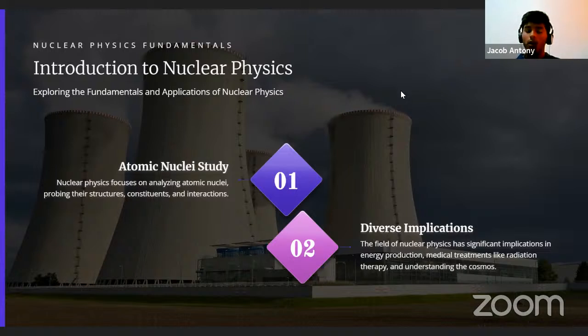Here in the slide, we can see that we are going to discuss two topics in this webinar. One is the atomic nuclei study. Nuclear physics focuses on analyzing atomic nuclei, probing their structures, constituents, and interactions. The second is its implications. We're going to be talking about how nuclear physics is used in medical treatments, in energy production, and in radiation therapy.